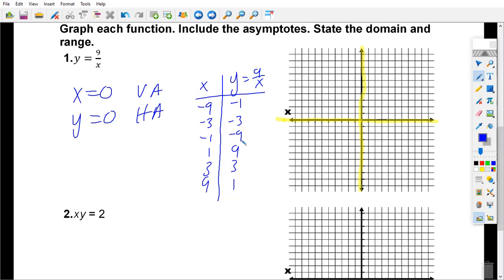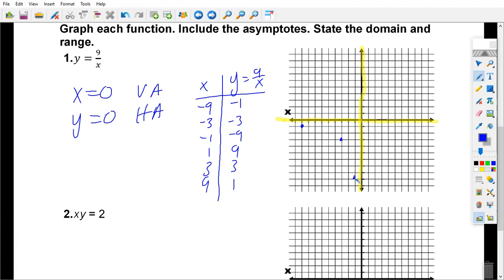Okay, that's an attribute of being an odd function. The opposite x value is going to have the opposite value. All right, so we're going to plot -1, 1, 2, 3, 4, 5, 6, 7, 8, 9. Then -3, 1, 2, 3, down 1, 2, 3. And then -1 down to 9.